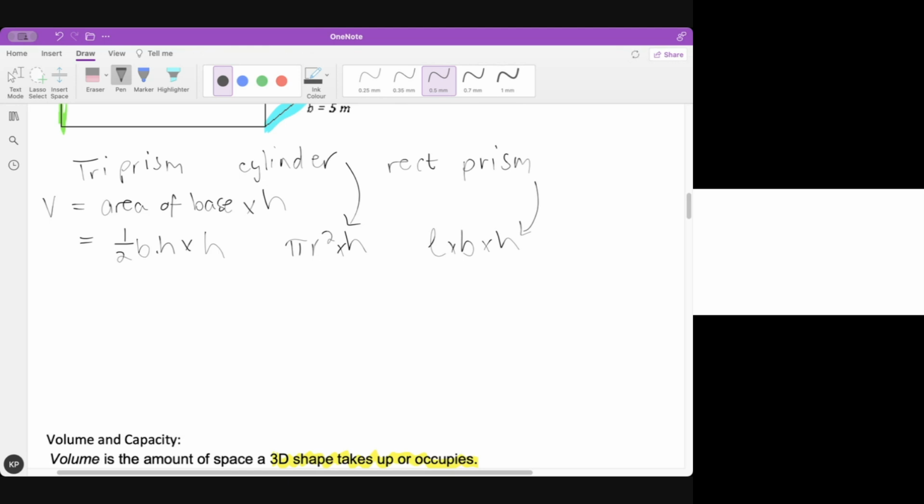I'm not saying you're throwing out the other one and using the one. I'm saying just start over here, because you never know what happens in a test when you're just stressed. So it's just easier to remember one formula. So whatever the base is, if it's a triangle, use the formula for a triangle. If it's a rectangle, use the formula for a rectangle. If it's a cylinder, use the formula for a circle. Okay.